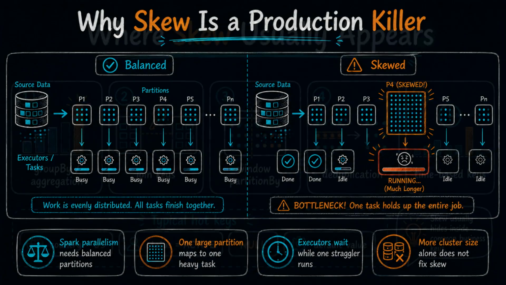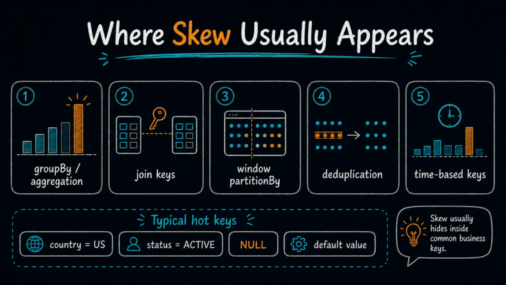Data skew usually appears in operations that require data with the same key to be collocated. This happens when certain keys are disproportionately represented, causing some processing units to handle significantly more data than others. This imbalance can lead to performance issues and bottlenecks in distributed systems. The first common place is group by or aggregation. When performing these operations, if one group contains a large number of records compared to other groups, it can result in a single task being overloaded with work. This can slow down the entire process and affect system efficiency.